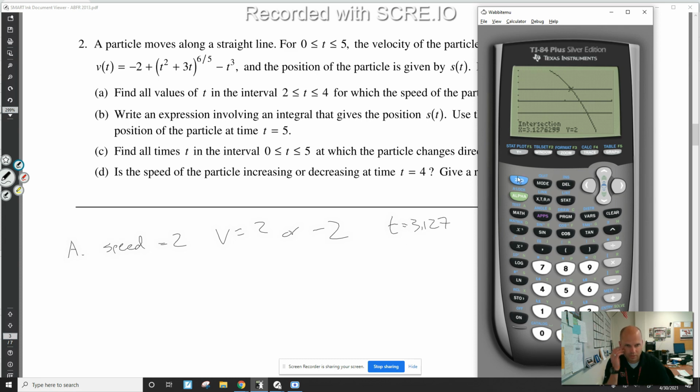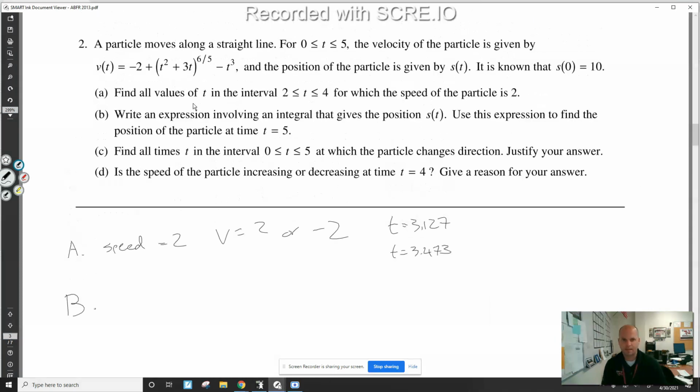Ooh, I hope that wasn't the pizza place calling. Second calc, intersect. Enter, enter, enter. This is how you find it. You just go up or down to select the other ones. T equals 3.473.